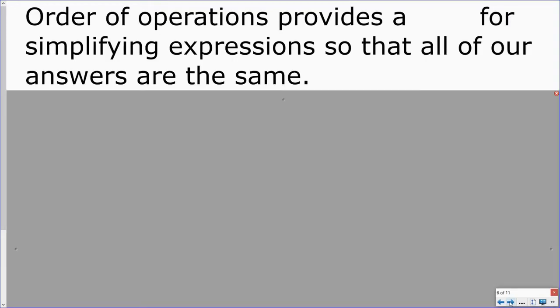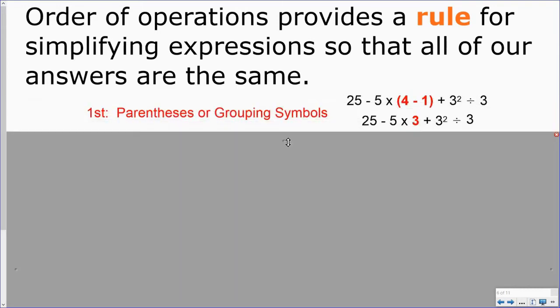Now, using those operations, we have to do them in a specific order. So order of operations provides a rule for simplifying expressions so that all of our answers are the same. So depending on who does the problem, everybody's going to come up with the same answer. So when we look at our rules here, the first thing we're going to do is look at our parentheses or our grouping symbols. And in this problem, we have a set of parentheses, and inside that set of parentheses, we have 4 minus 1. So the only thing I'm doing right now is what's in those parentheses. So 4 minus 1 is 3.